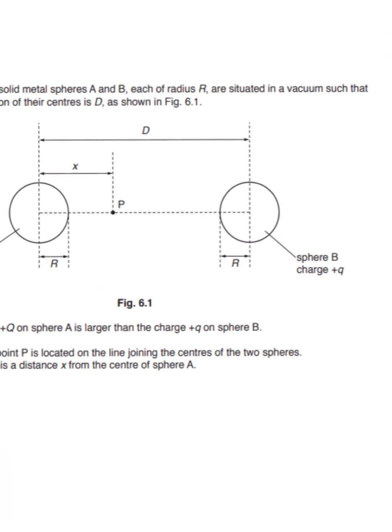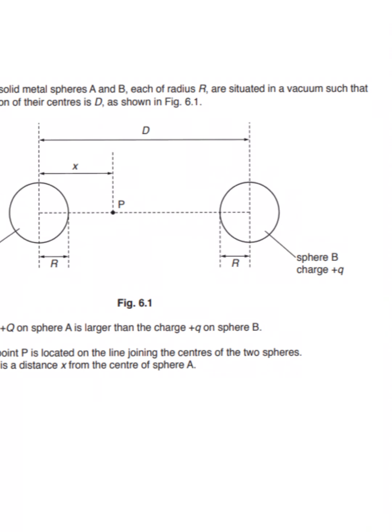And indeed it does say, okay, a charge plus q on A is larger than the charge plus little q on sphere B. And then a movable point P is located on the line joining the centres of the two spheres. The point P is a distance x from the centre of sphere A.